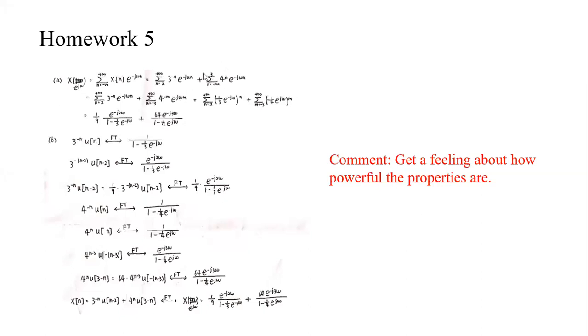And next we make some arrangement. Here I change the variable. We use m to replace n, where m is equal to minus n. So 4 to the power of n is changed to 4 to the power of minus m, and e to the minus j omega n is changed to e to the j omega m. And then we make some rearrangement. This is a geometric sequence, so we calculate the sum of the geometric sequence, and the result is here.